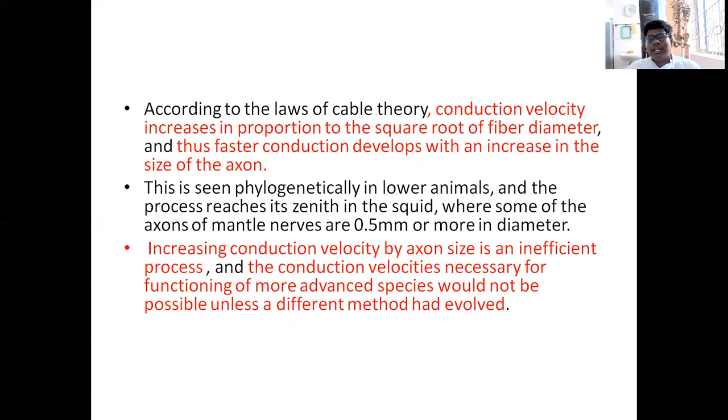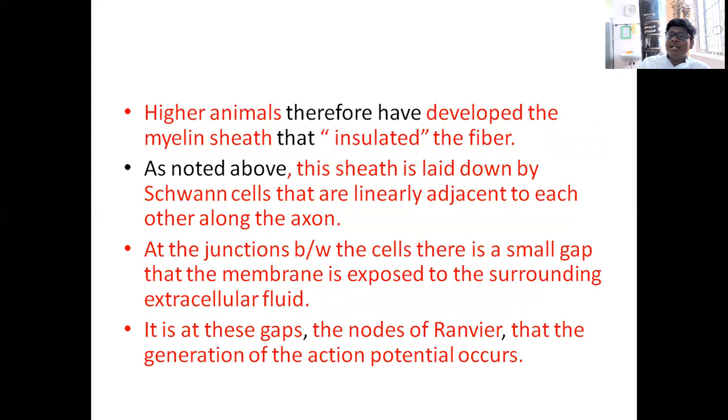Increasing conduction velocity by axon size is an inefficient process, and the conduction velocity necessary for the function of the more advanced species would not be possible unless a different method had evolved. Higher animals therefore have developed the myelin sheath that insulates the fiber. As noted above, this sheath is laid down by Schwann cells that are linearly adjacent to each other along the axon. At the junction between the cells, there is a small gap where the membrane is exposed to the surrounding extracellular fluid. It is at these gaps, the nodes of Ranvier, that generation of the action potential occurs.